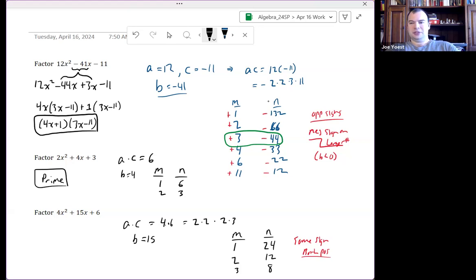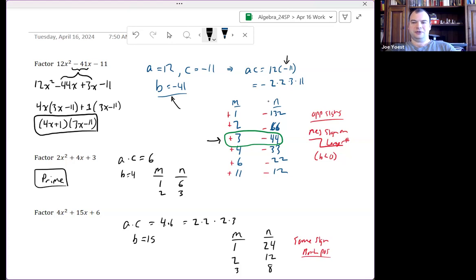I note that a times c is a negative number, so these have to have opposite signs for m and n. And I note that b is negative 41, so I need their sum to be negative, which means the negative sign has to go in the larger number. The way we set it up here, those are the n's. So I put the negatives on the n's, and then the m's all get positive signs. And I'm looking for one of these lines that sums to negative 41. And it looks like this one here, plus 3 minus 44.